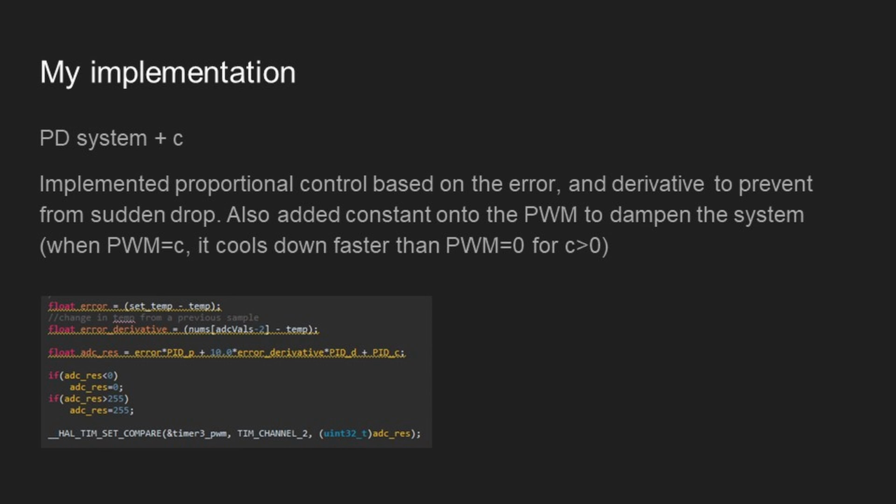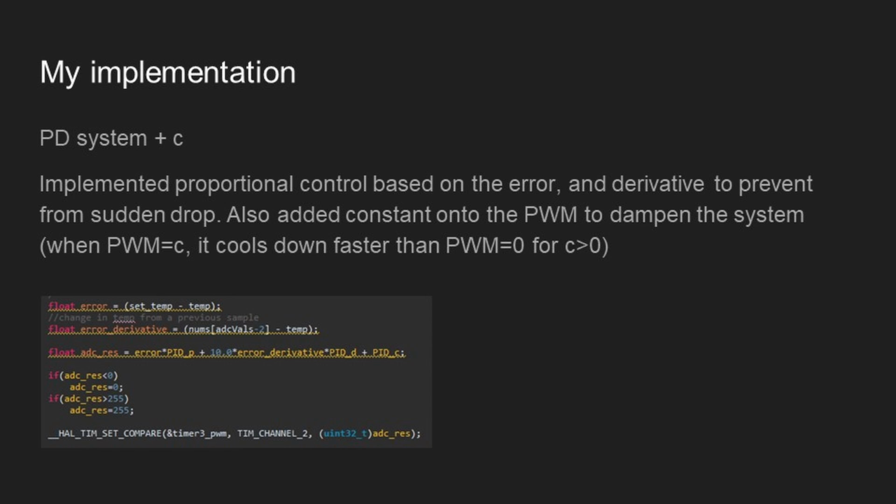For the plus C, I just added it so there would be a constant PWM to dampen the system. When the PWM equals C, it cools down a lot slower than when PWM equals 0, since C is greater than 0. So it'll help keep the system a little more stable and dampen it. As you can see, the code below gives a little insight into what's going on. It's not too crazy fancy.